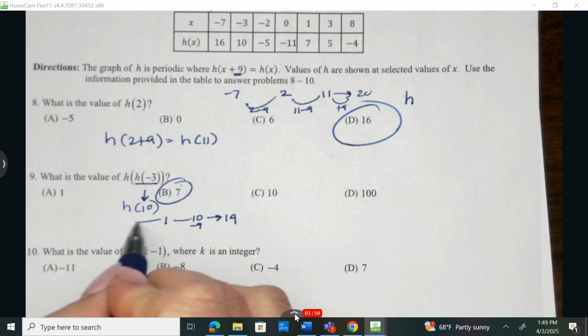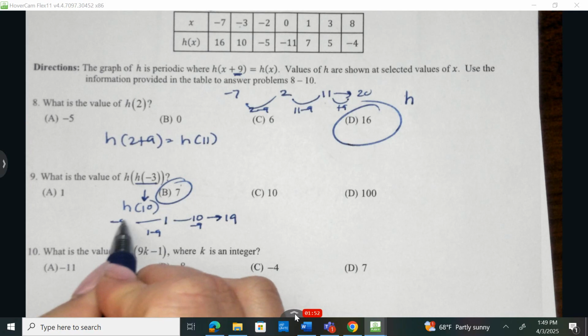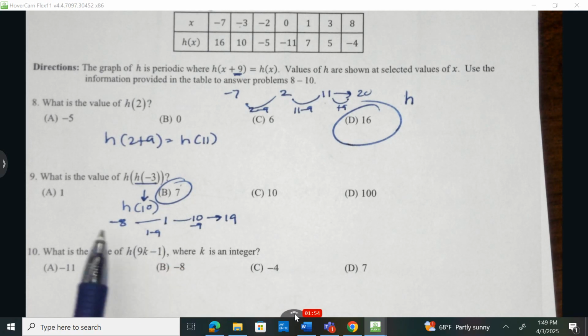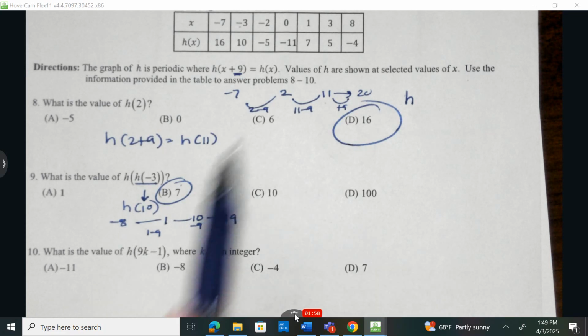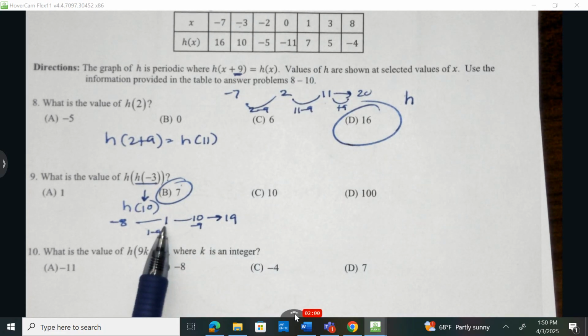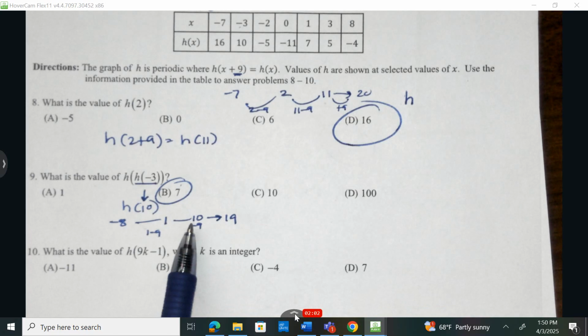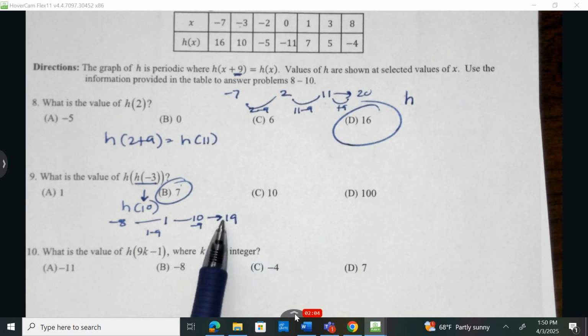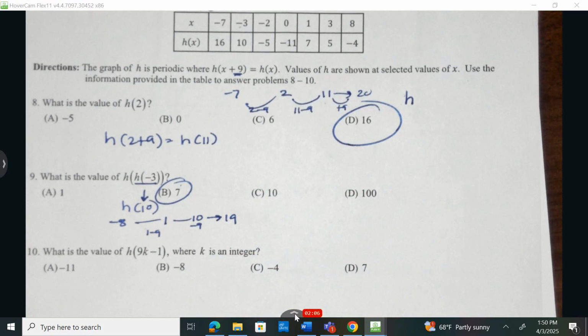But if it wasn't there, I'd say 1 subtract 9 is negative 8, right? So what does this tell me? That h of negative 8 has an output value of 7. H of 1 has an output value of 7. H of 10 has an output value of 7. H of 19 has an output value of 7. Every 9 consecutive numbers will have the exact same output. That's how this periodic function is working.